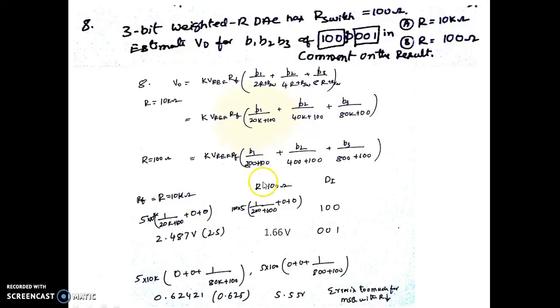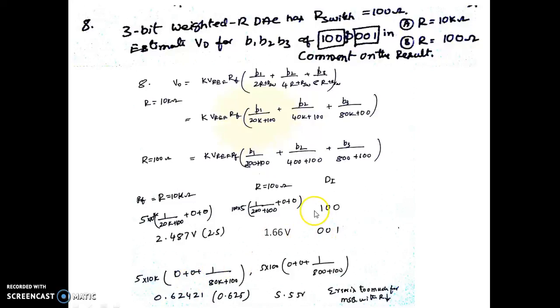By considering the R value as 100 ohm and the switch resistance as 100 ohm, since the switch resistance is comparable to the resistance, almost equal to the R value, we actually expected 2.5 volts for the MSB as 1, but we are getting 1.66. You can see the error is too much. When the value of R is equal to 10 kilo ohms, the error was not too much. So when we have the switch resistance comparable to the weighted resistance, the error is too much for the MSB here. Let us redo the same thing for 001.